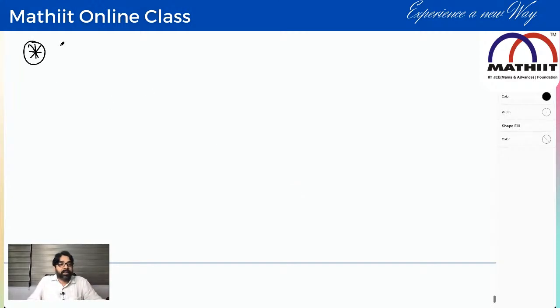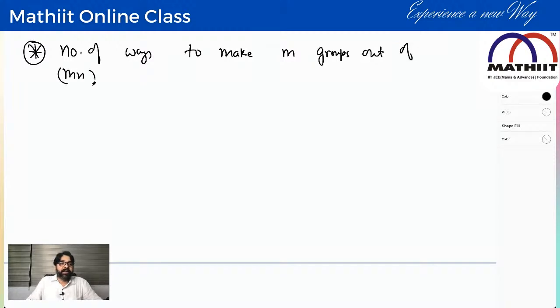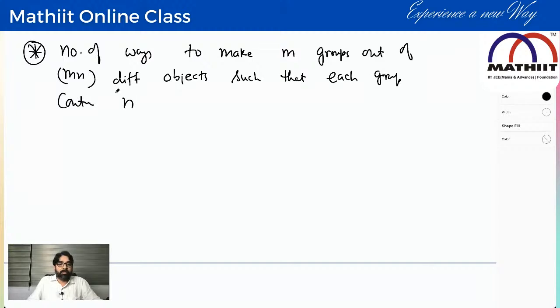Write the point. Number of ways to make M groups out of MN different objects such that each group contains N objects. M groups I want to make, each group contains N objects, so the total number of objects will be MN. That's why I am writing MN. Understand? It will be the same logic.